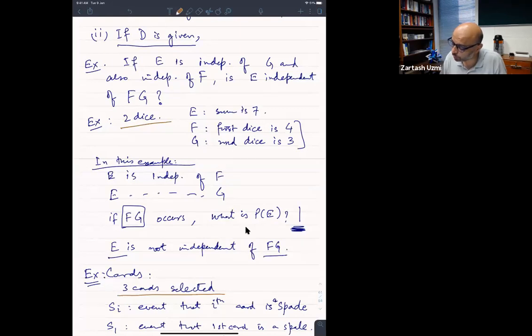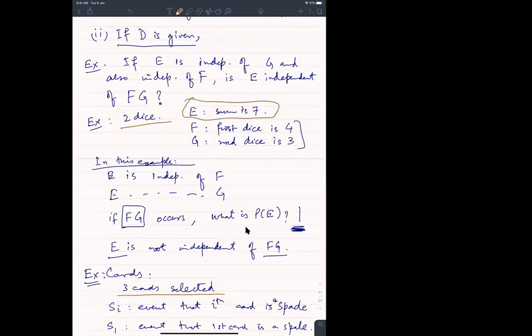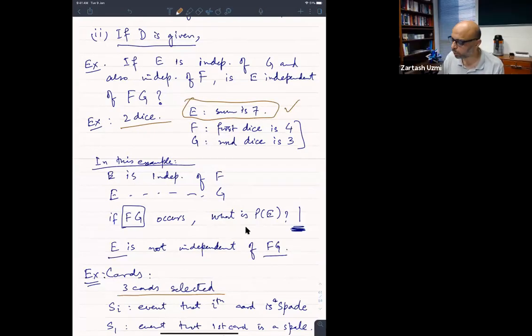Yeah. So we have not calculated the probabilities here. You can calculate the probability of E by drawing that 2D diagram that we draw for two dice. You can calculate the probability of E. You can also calculate the probability of F. First dice is a 4. This would be 1 over 6. And then second dice is a 3. This would also be 1 over 6. This would also be 1 over 6.